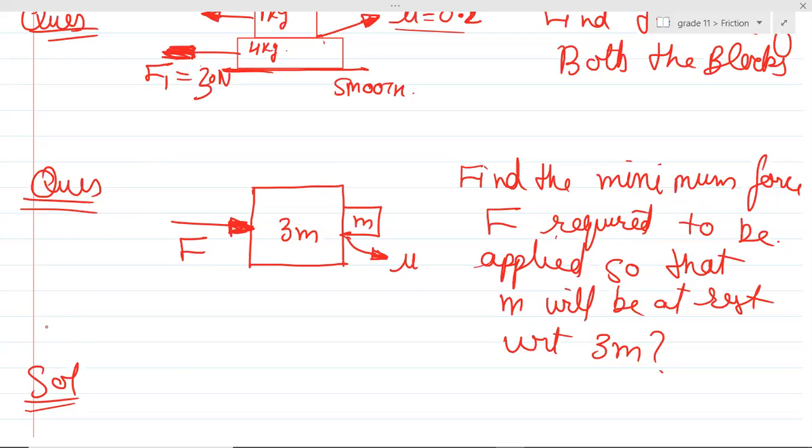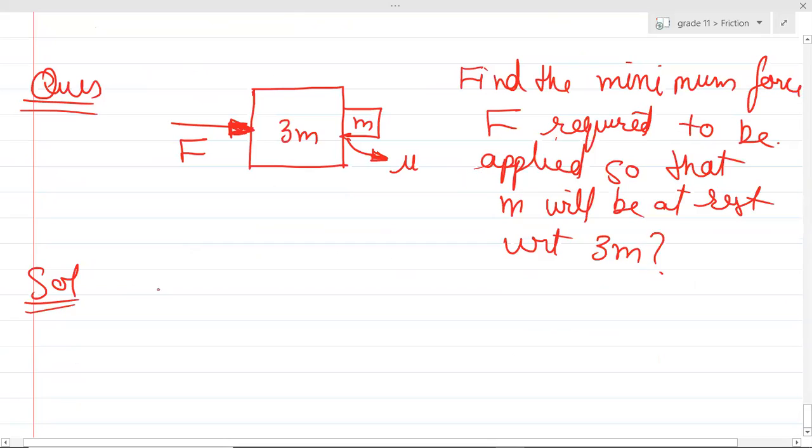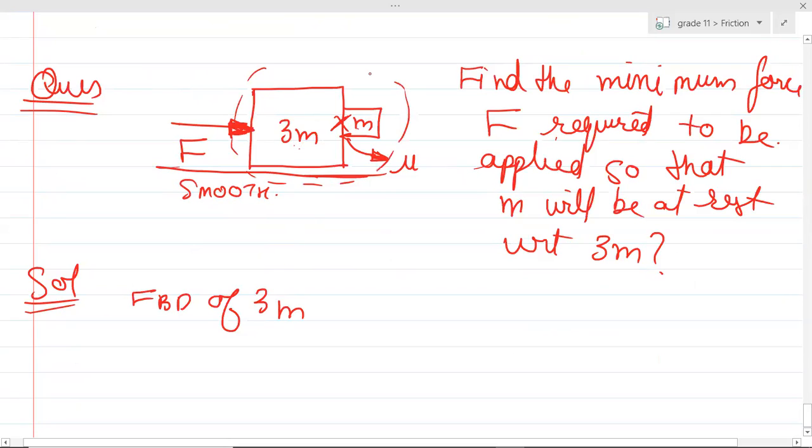So how will we do this question, guys? First of all, we'll draw the free body diagram. So FBD of 3M. It is placed on a smooth horizontal floor, so no friction between 3M and the floor. Now tell me this particular thing. If M is not sliding over 3M, that implies they are sticking to each other and hence will be moving with a common acceleration A, right? So I can say F is equal to 4M into A. Yes or no, guys?